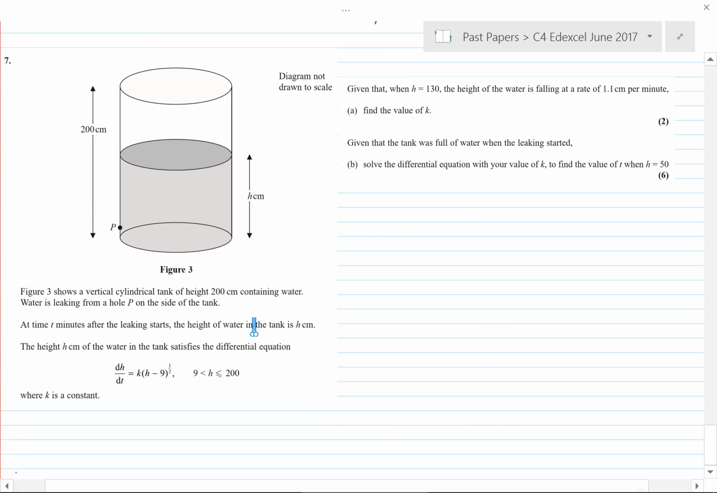Okay, cool. So question 7 is a practical differential equation. Nothing too complicated about it, no connected rates of change, or integration certainly isn't particularly nasty, but we just have to take care and read the question carefully. It's talking about a tank that's been leaking some water from it, out of the bottom, at some point from the bottom.